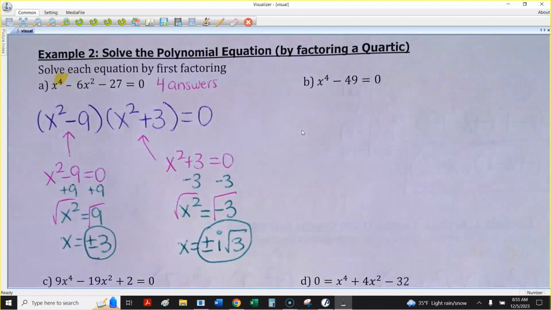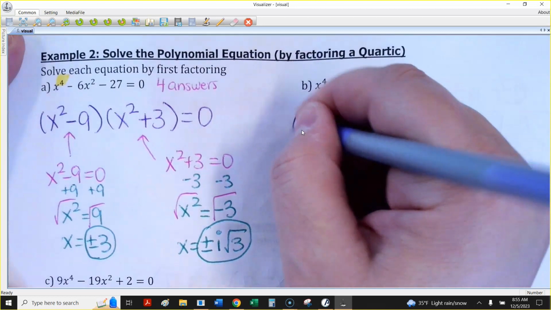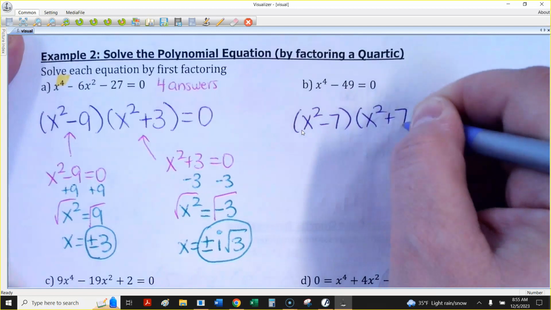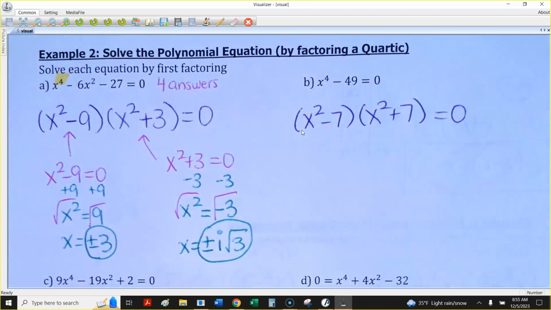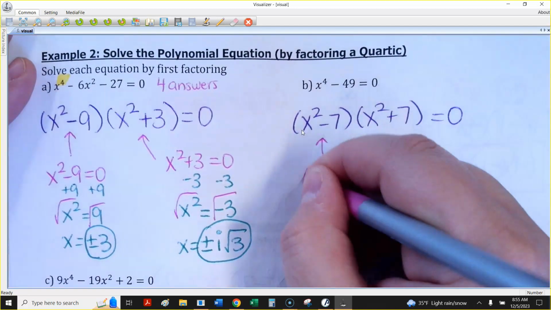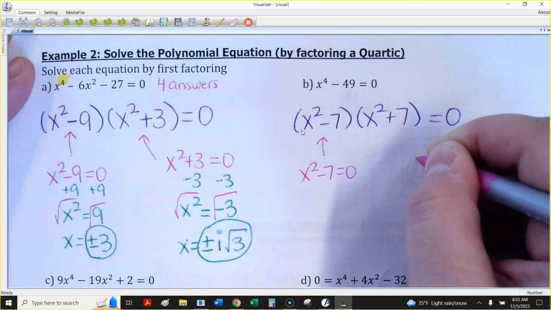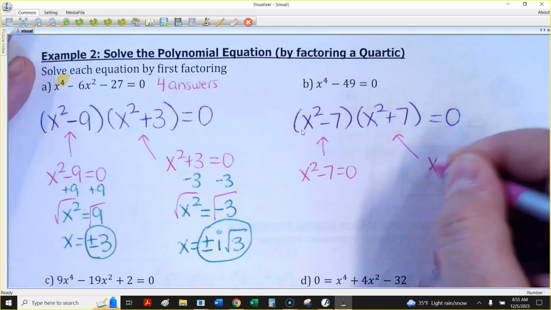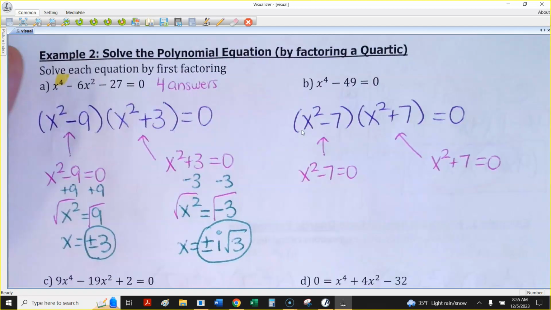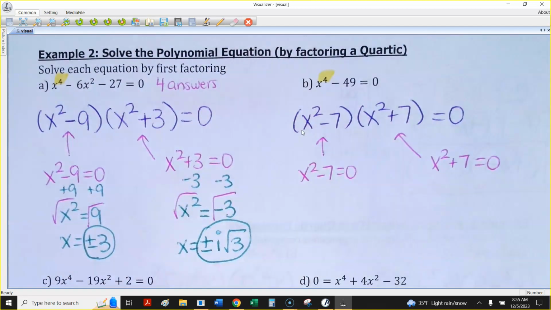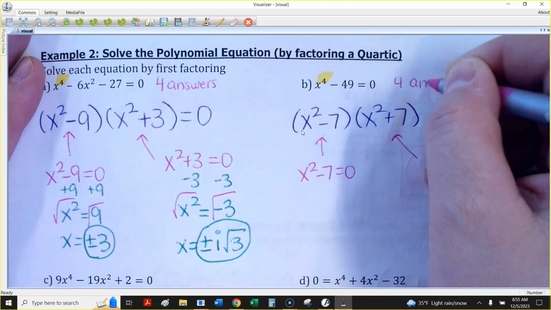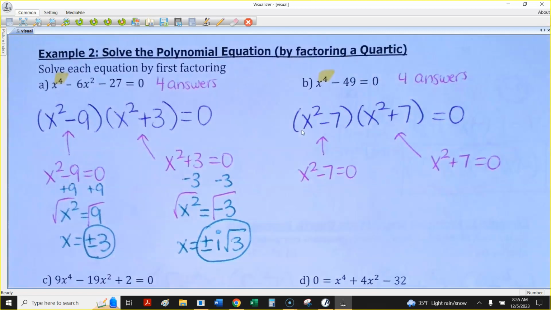Okay, let me try that. We already factored this. So this is x squared minus 7, x squared plus 7. So again, I got two little quadratics multiplied together set equal to 0. So if x squared minus 7 is 0, or if x squared plus 7 is 0, set those equal to 0. Again, my highest power of x on this original equation is x to the 4th before we wrote it in factored form. So again, I should have 4 answers to this question. And I'm going to get 2 out of each.